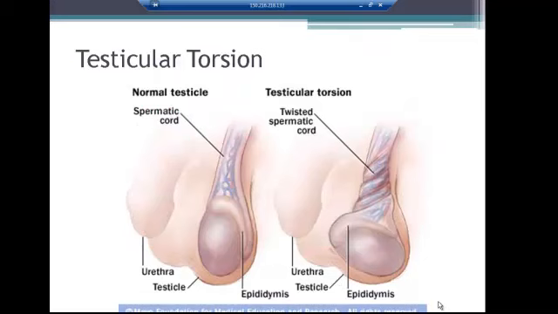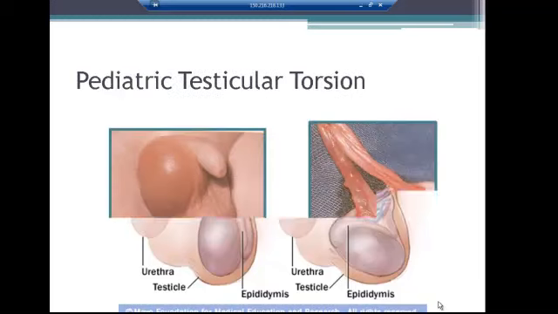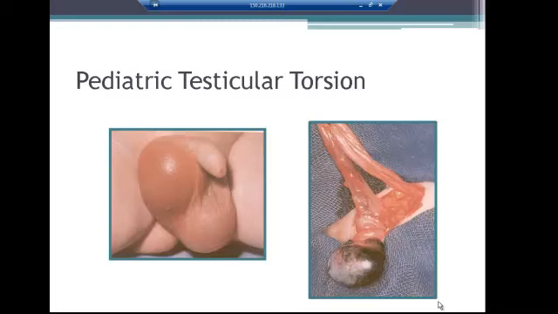In this diagram, you can see a normal spermatic cord, and you can see a twisted spermatic cord. These are examples of what you might see in a clinical setting. On the left, a swollen testicle on that right-hand side sitting higher than the left. On the other diagram is a picture from surgery where you can see the testicle appears to be bruised or ischemic from the twisting of the cord.